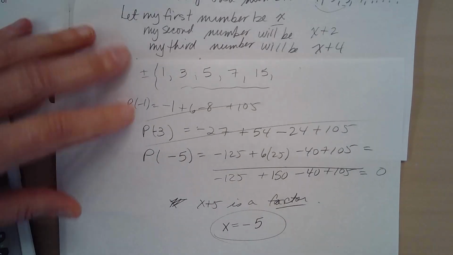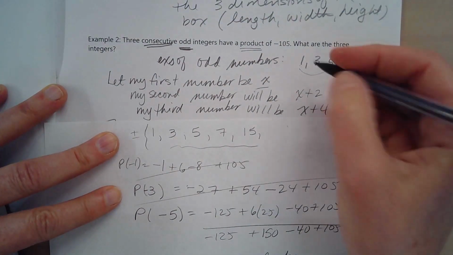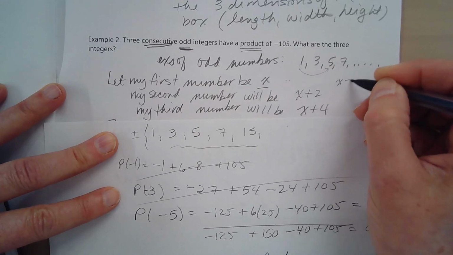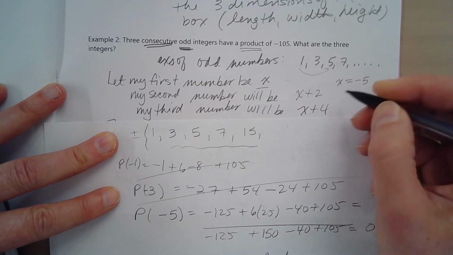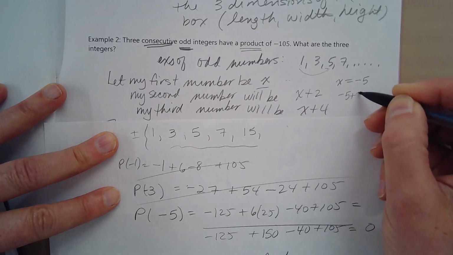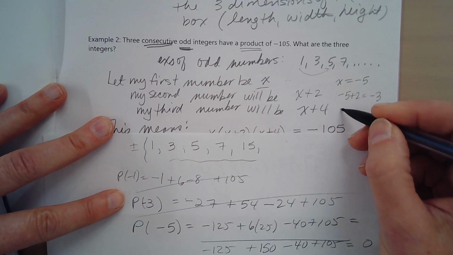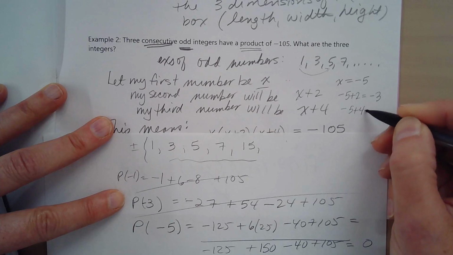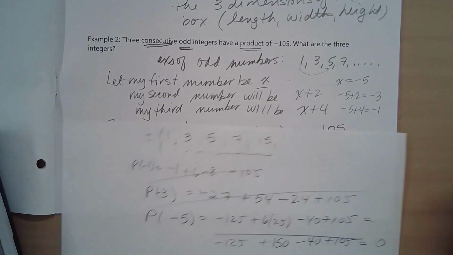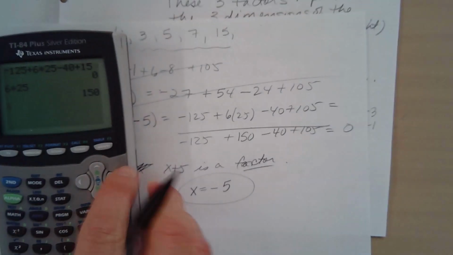And if x equals -5, let's go back to my opening statements. Look what I had here. If my first number is -5, what will my second number be? -5 plus 2 equals -3, and -5 plus 4 equals -1. That doesn't make sense though. Hang on. It doesn't work? Sorry, I thought it did.